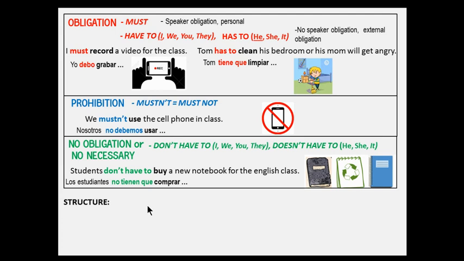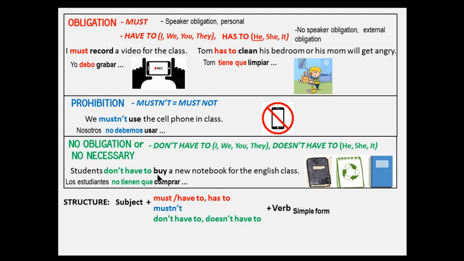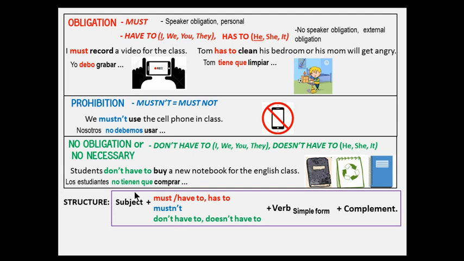Okay? Now, which is the structure? The first element is the subject. Students, we, I, or Tom. The next element, the expression, must, have to, or has to for obligation, mustn't for prohibition, and don't have to or doesn't have to for not obligation. Then, the very simple form, buy, use, record, or clean. And then the complement, video for the class, his bedroom, etc. Very easy. Okay, this is the structure, 1, 2, 3, 4 elements.